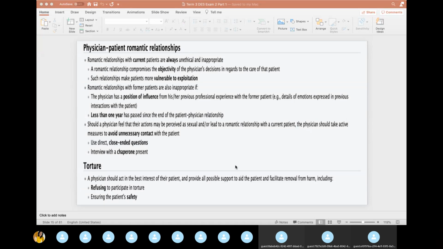Now, torture. Remember, a physician should act always in the best interest of the patient. So you refuse to participate in torture. You need to provide all the possible support to aid the patient and facilitate the patient's removal from harm.